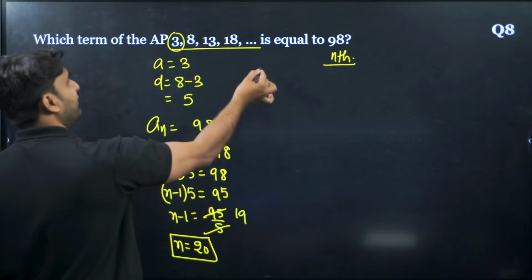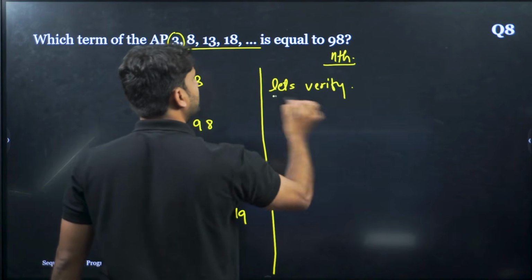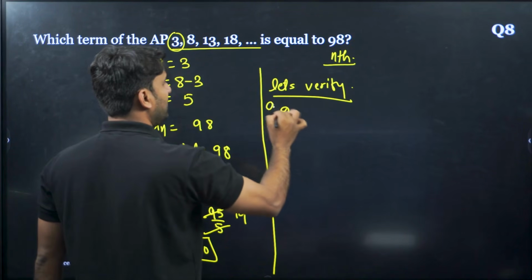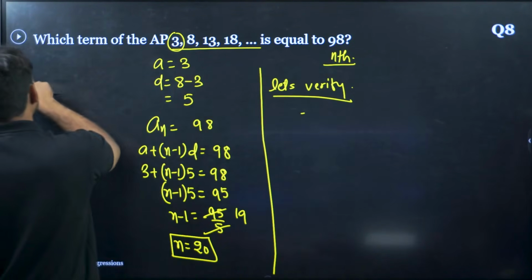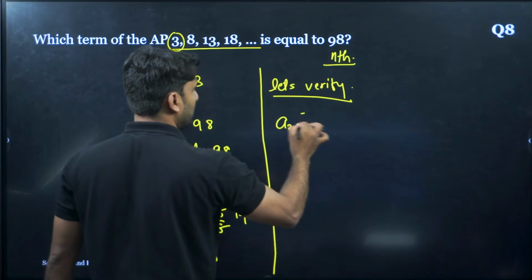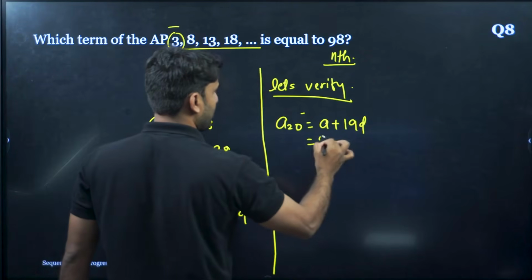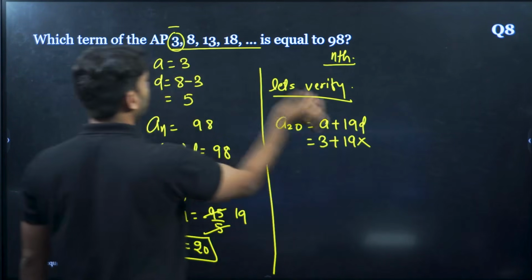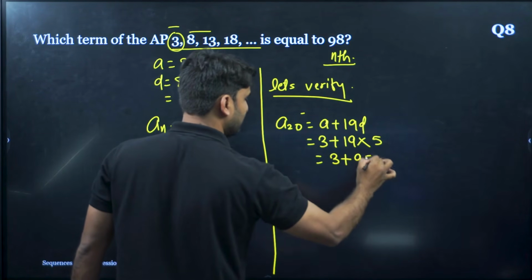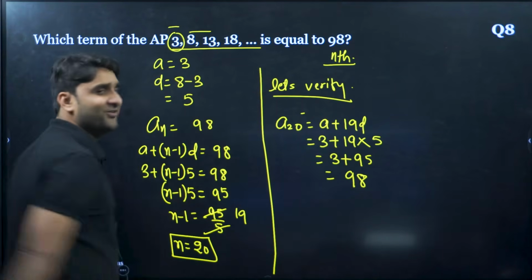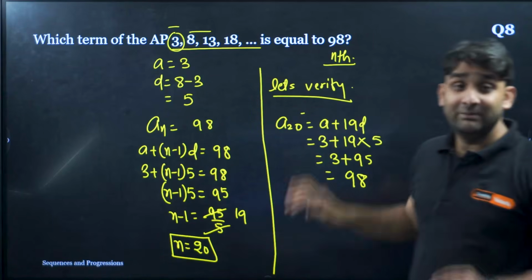We can check, we can verify. Let's verify. What will be the 20th term of this AP? So A20. Let's verify whether our answer is correct or not. So the 20th term will be A plus 19D. A is what? 3, plus 19 into what is D? D, the difference between both numbers, is 5. So 19 times 5 is 95. Oh my God, 98. Wow. It implies that our answer is absolutely correct. So the 20th term of this AP will be 98.